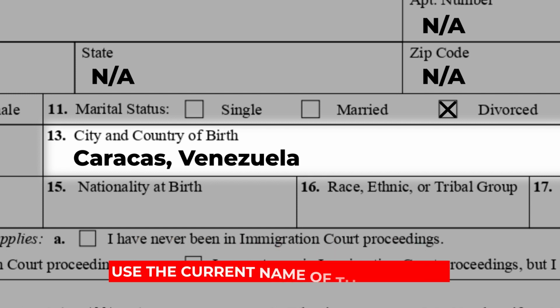One more note on this question. The government's instructions for the asylum application form say that you should use the current name of the country. Do not use historical, ethnic, provincial, or other local names.